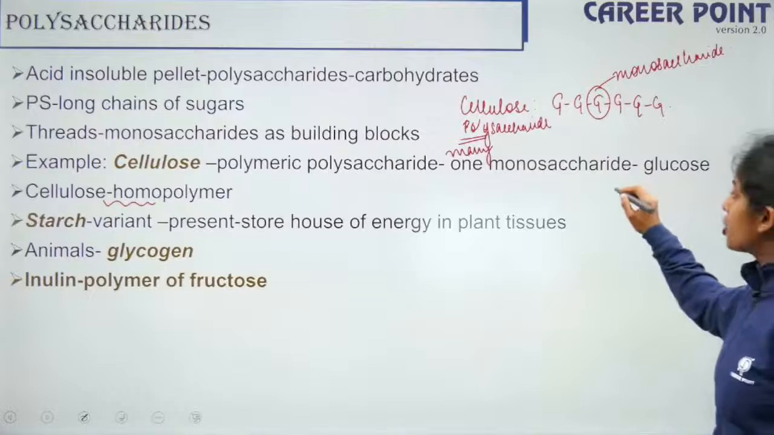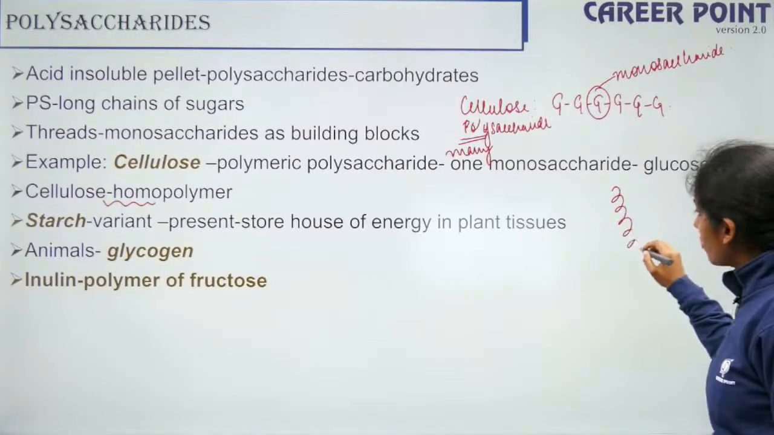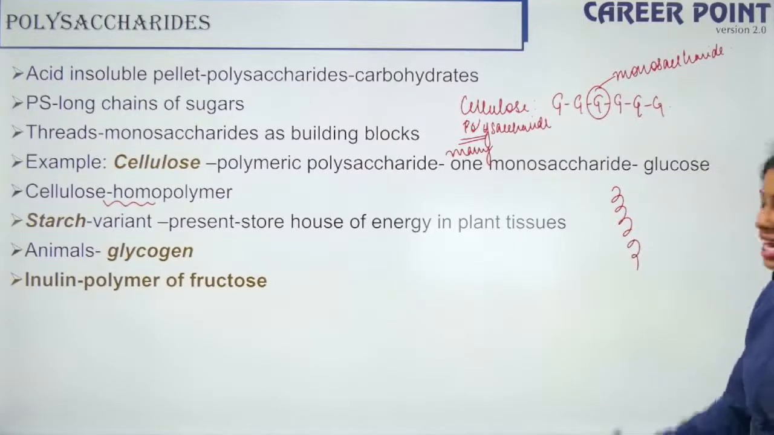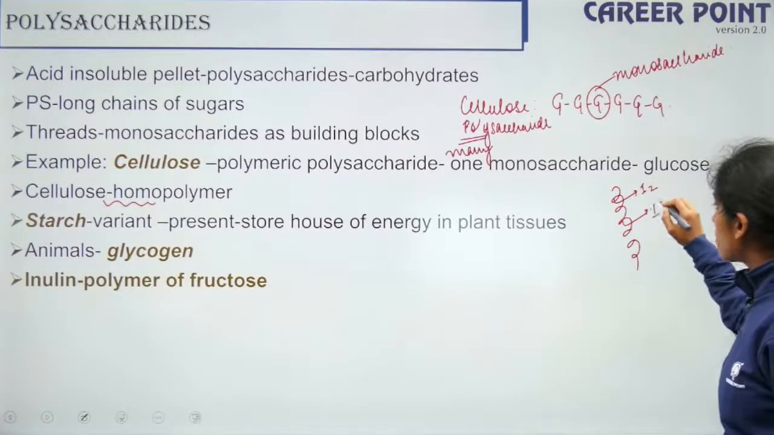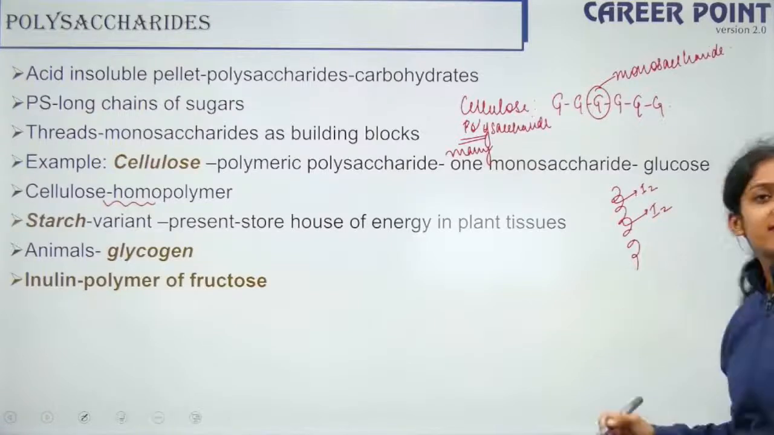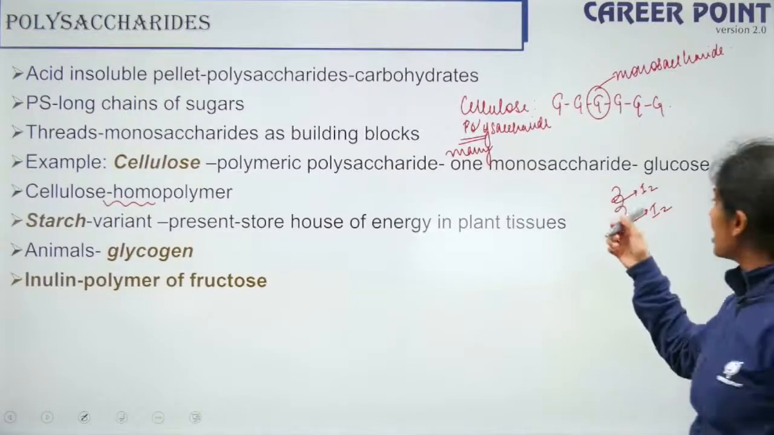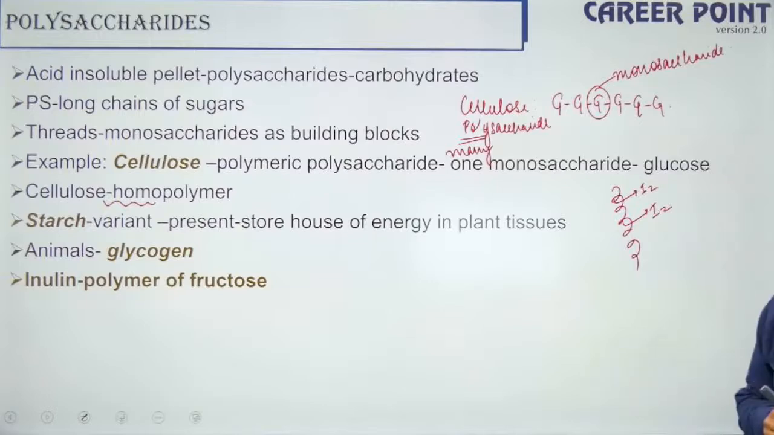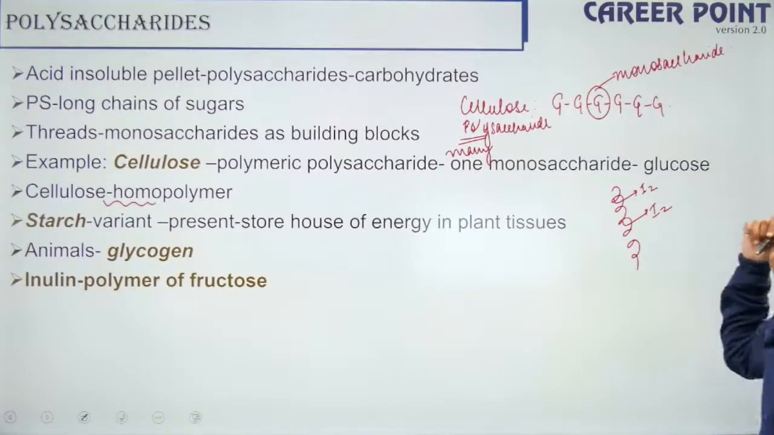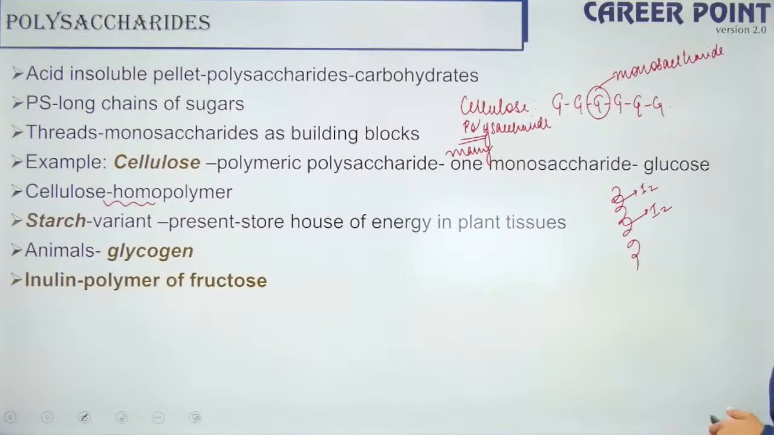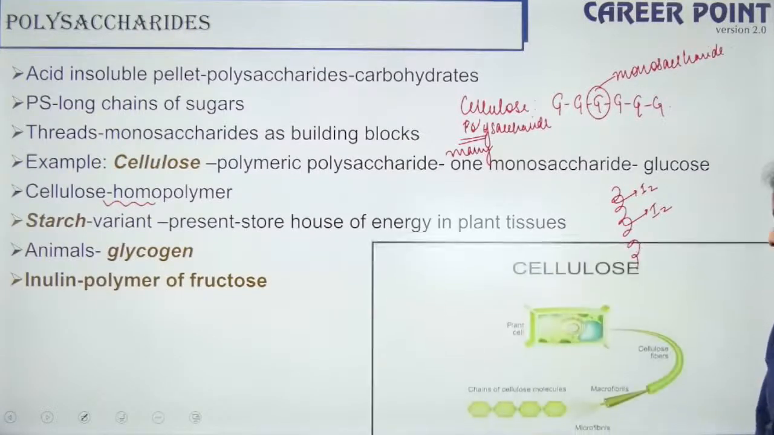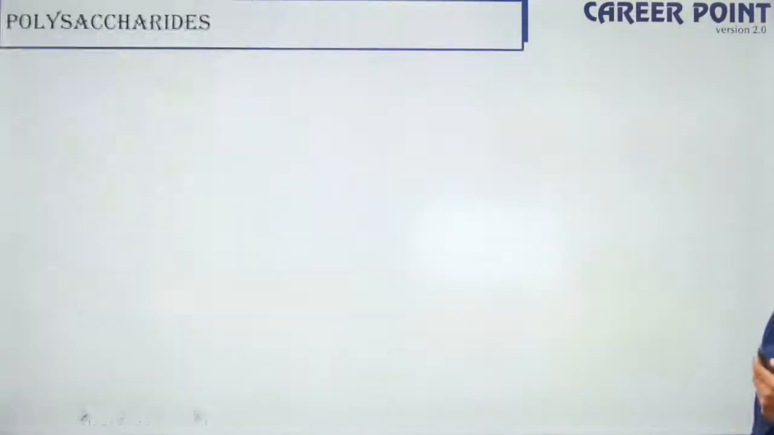So your starch is a polysaccharide which has a helical structure, and in between the helix your iodine is stored. Alright, so this is the structure of your starch, though it is made up of the same monosaccharide. And you have something called inulin. So inulin is a homopolymer of fructose. It is made up of repeating units of fructose. Alright, clear? So we go further.